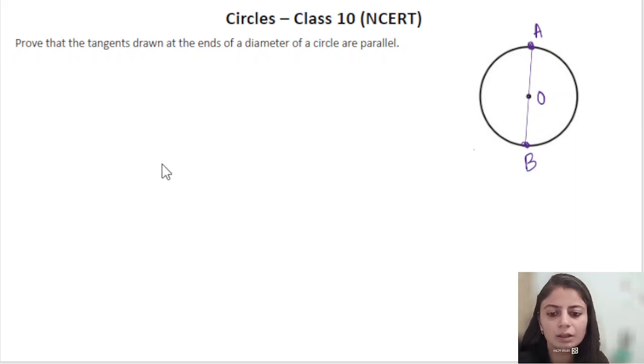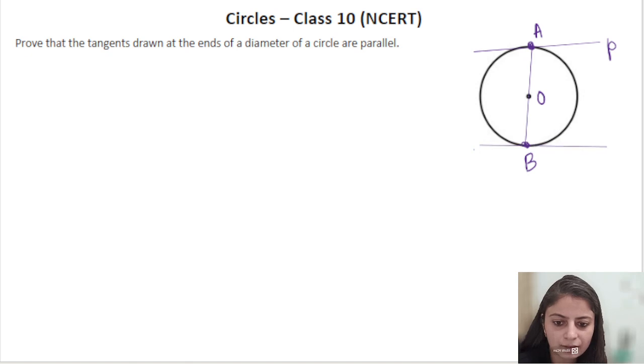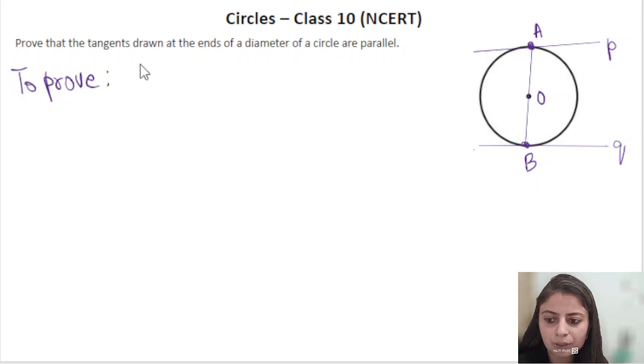Now we have to draw tangents at the ends of this diameter. So my first tangent is this. So this is tangent P, and my second tangent is this. This is tangent Q. Now we have to prove that P is parallel to Q.